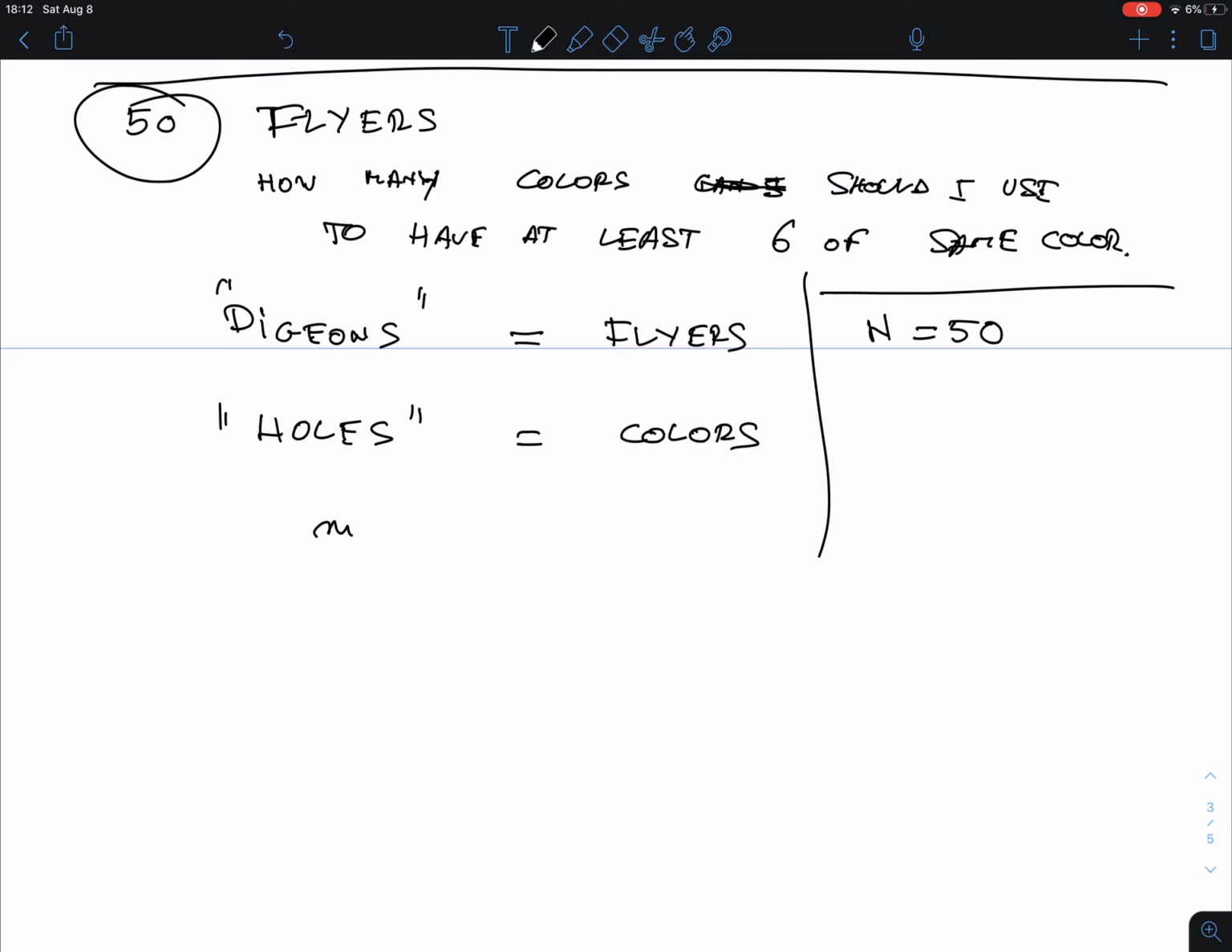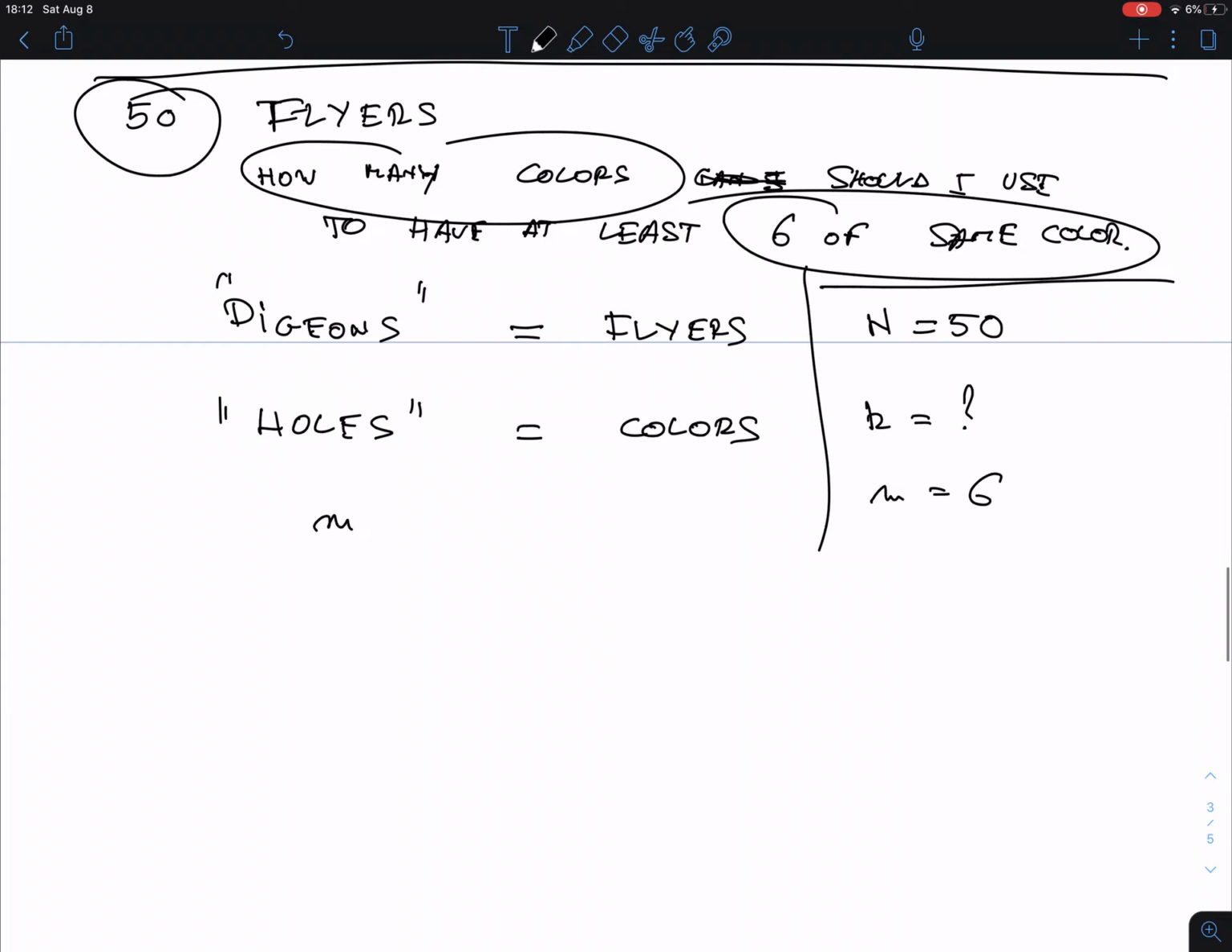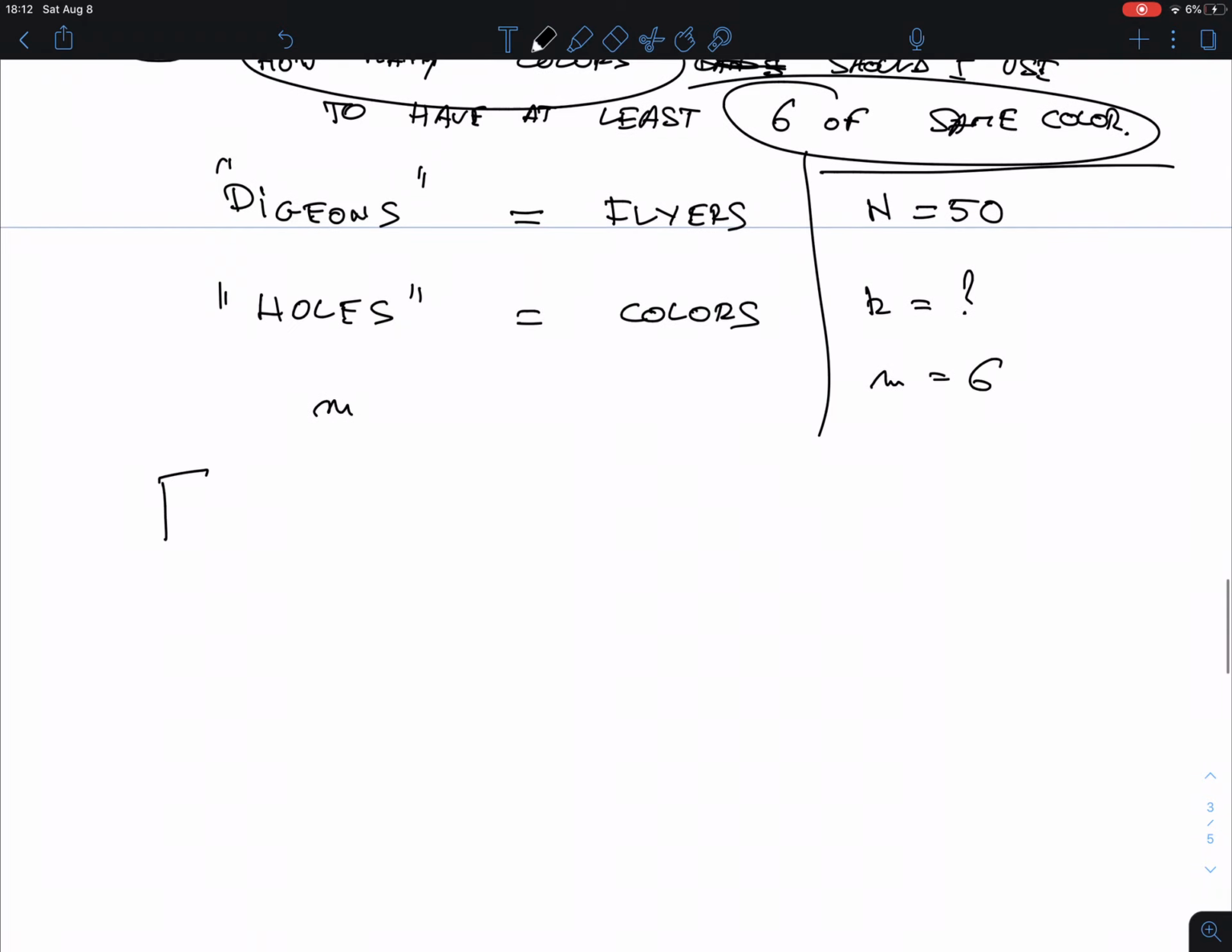What else do I know? Do I know the number of colors? No, that's the question. How many colors are there? So this one I don't know. And M, well, I need at least 6 of the same color, so M is 6. So now we have again the same thing: 50 divided by K is equal to 6. What K should I use? The formula is the same: 50 is, remember, subtract one from this number, 5, multiply with K and add 1 to it.